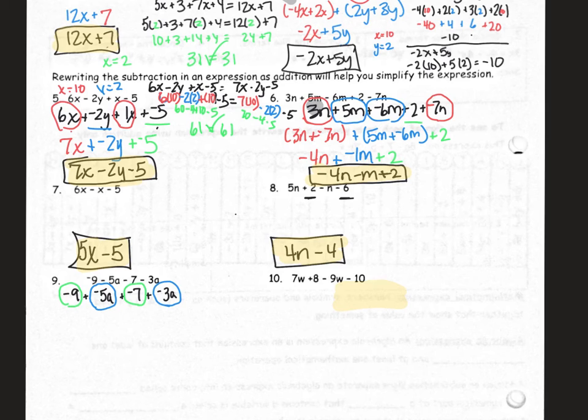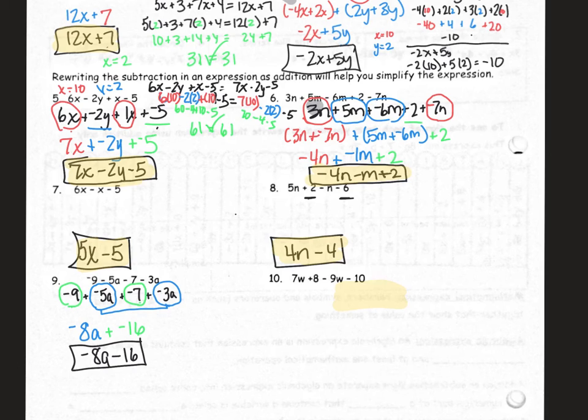So now I'm going to combine negative 5a and negative 3a. So same signs, add and keep the sign. I have negative 8a plus negative 9 plus negative 7. Same signs, add and keep the sign. I get negative 16. So now I'm going to go through and make sure I don't have any like terms, and I don't. And I'm going to change all the double signs back. So negative 8a minus 16.